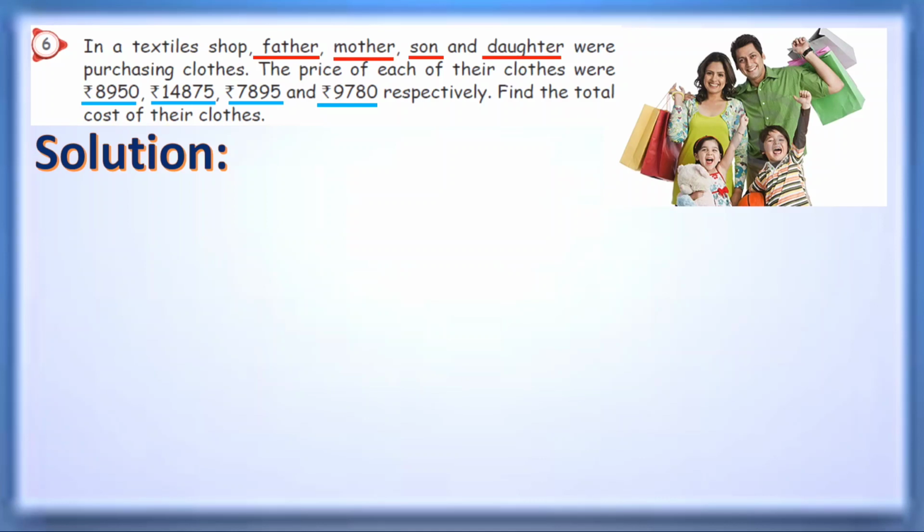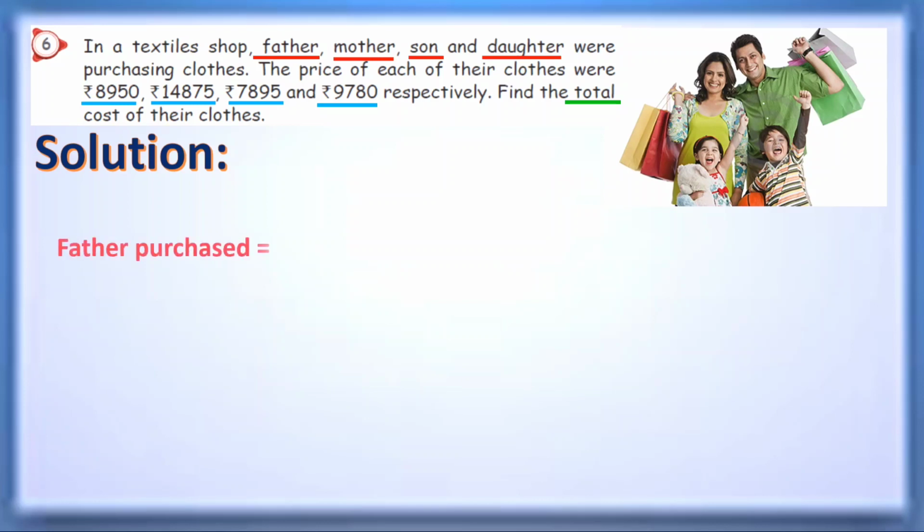Clear? Okay. So among these amounts, whose amount is greatest? Check it once. Yes, you're right. Mother's amount, isn't it? So mother purchased for 14,875 rupees. So that's the 5-digit amount, and that is the greatest one, right? Okay. So here we need to add all these amounts because of the total.